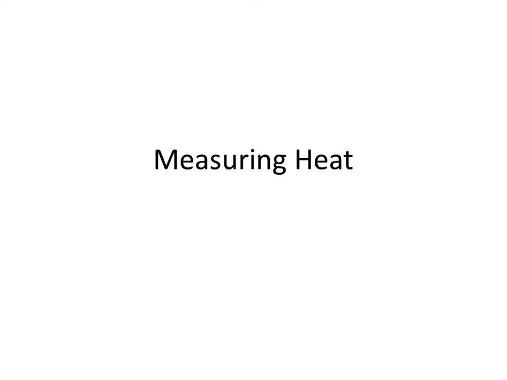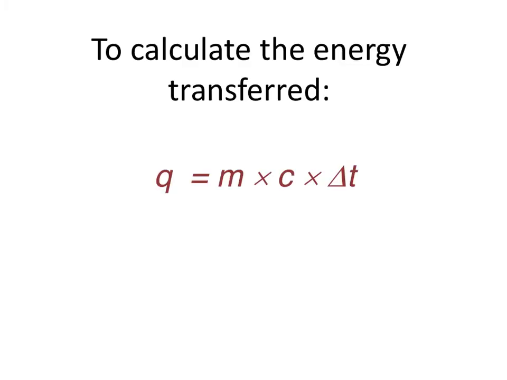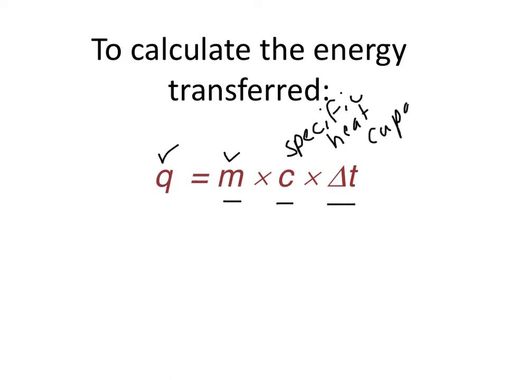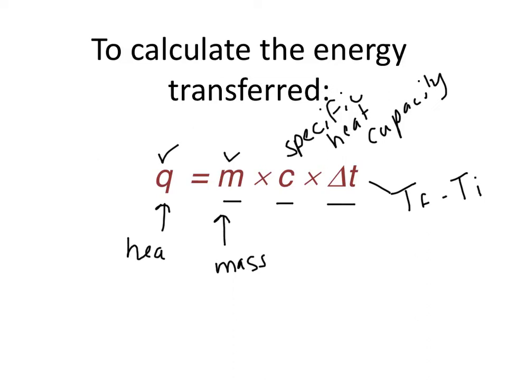Okay, so now we're going to talk about how to measure heat quantitatively. We're going to use the equation Q is equal to mc delta T. Q is the heat of something, m is the mass, C is called the specific heat capacity, and delta T is T final minus T initial. Again, the m stands for mass, and the Q is heat itself, so the thermal energy.